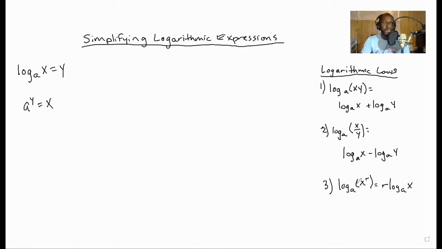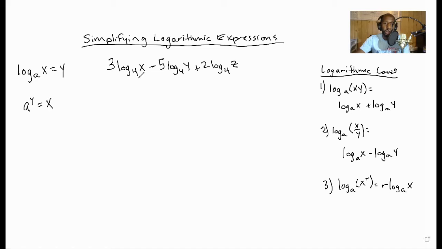All right, so let's do an example and see what we come up with. So let's do this example. Say you have 3 log base 4 of x minus 5 log base 4 of y plus 2 log base 4 of z. Okay, so this is actually going to have us using, I think, all of these laws.